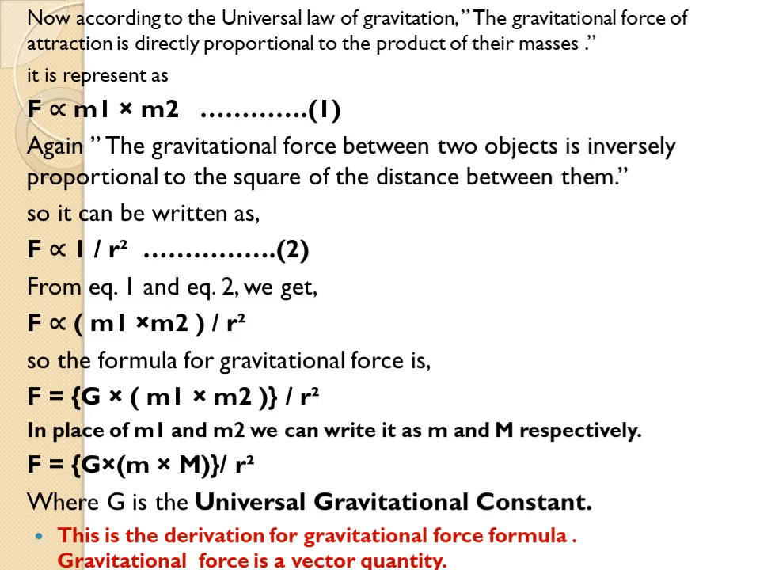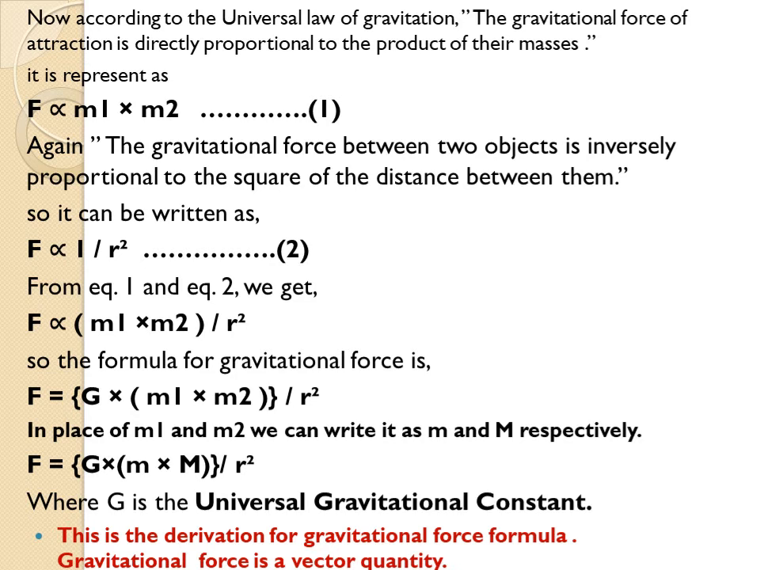Now again, the gravitational force between two objects is inversely proportional to the square of the distance between them. So we can write it as F is directly proportional to 1 by r square, which is represented by equation number 2. When we combine equation 1 and equation 2, we get F is directly proportional to the product of masses, that is m1 into m2 divided by r square.